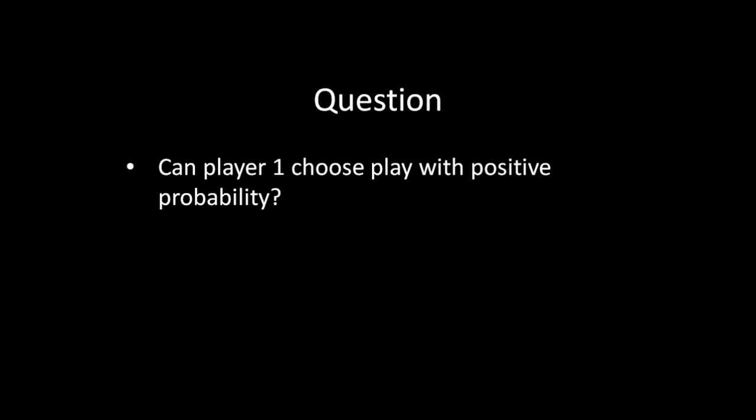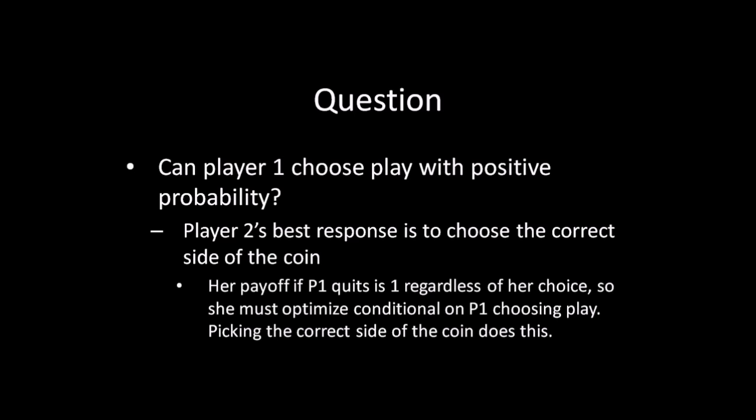So let's think about why it cannot be the case for player 1 to choose play with positive probability. Imagine that player 1 were to do that. What's player 2's best response? Well, obviously, if player 1 is playing some of the time, player 2 should be choosing the correct side of the coin. And she knows what the answer is, of course, because she's been given that information ahead of time.